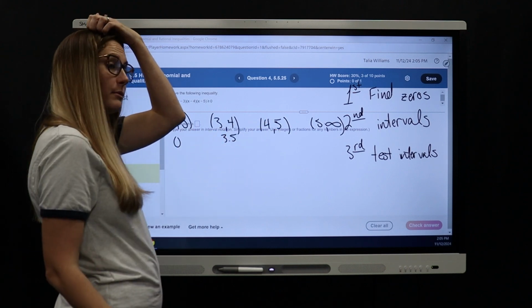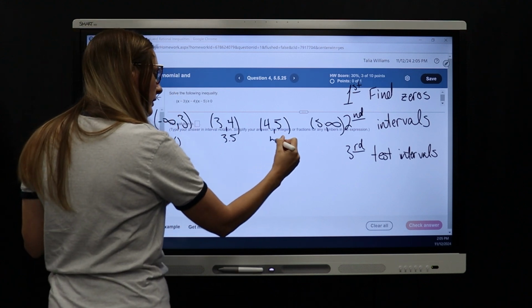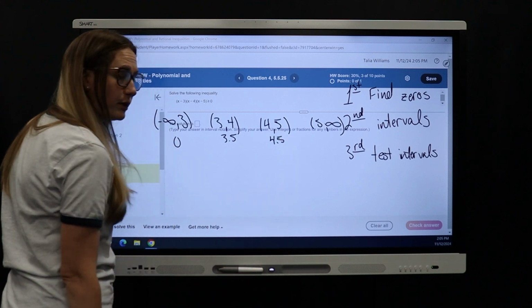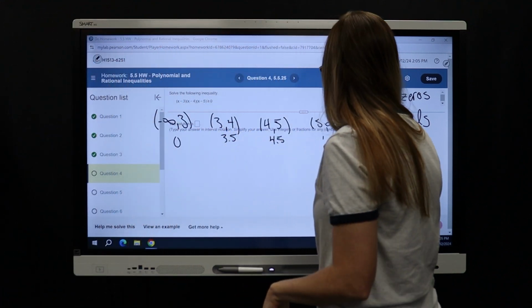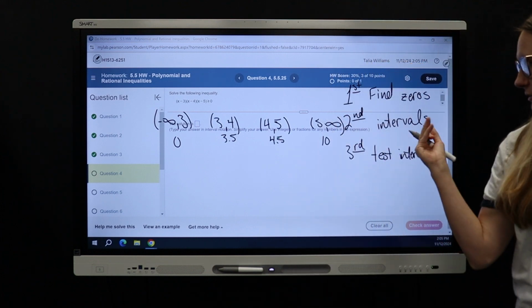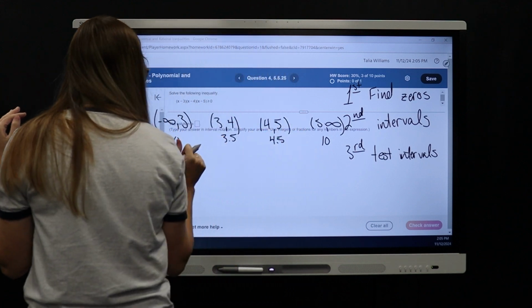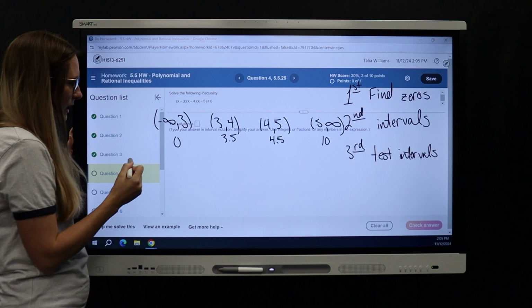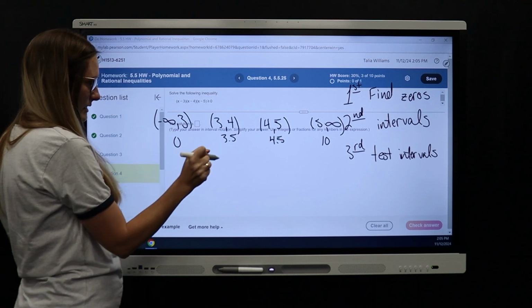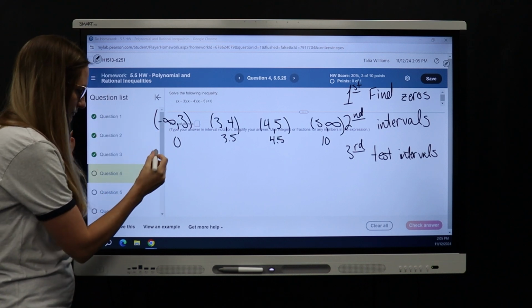Same thing here. I need a number that's between 4 and 5, and I can't use them, so your other options are like 4.25, 4.75. Greater than 5, I'm going to use 10. I like using 10. You could use 6, 7, 8, 9, 10, 100, whatever. And let's test these. So here I go. I might have to erase each test as I do that so that they don't get too crowded on here.